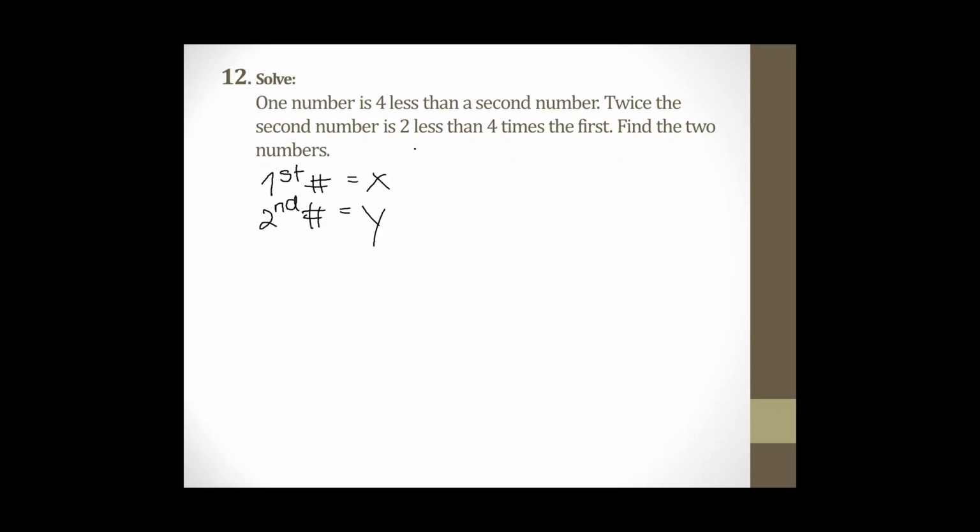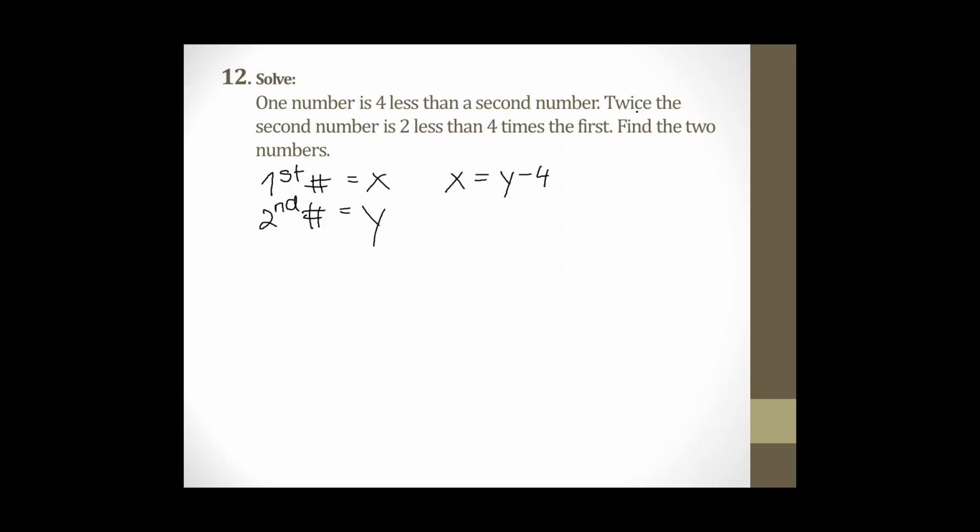So now I have to come up with two different equations to be able to solve the system. Let me read the first sentence again. It says one number, so that's my X, is four less than a second number. The one number is four less than the second number. So X equals Y minus four.